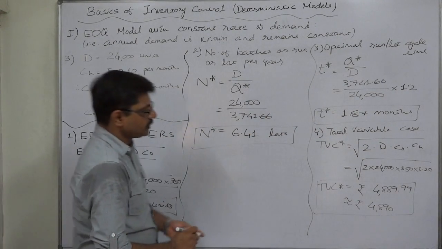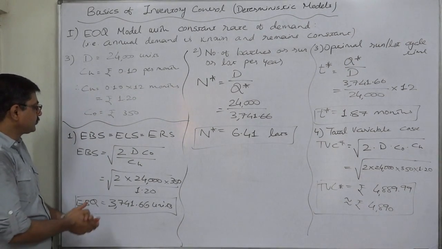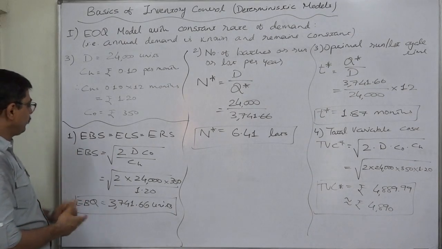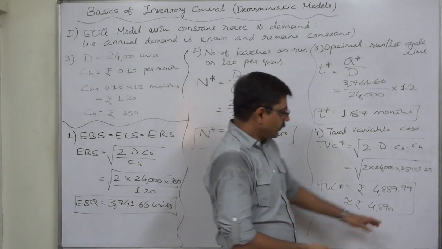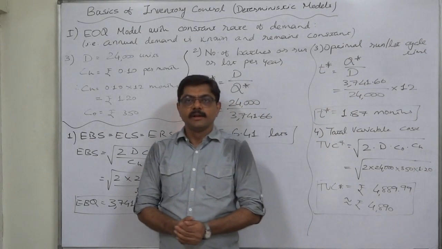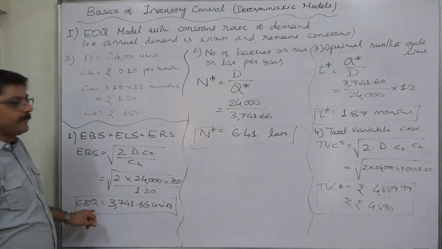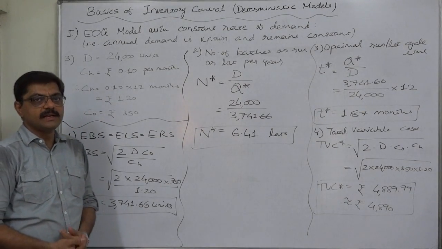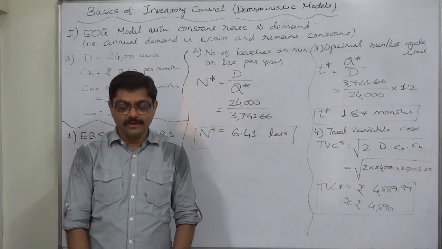Since we have no information about the cost, and in this kind of problems which require calculation of economic batch quantity or lot size or run size, we don't require to calculate the total inventory cost. So this was the case of calculation of economic batch quantity or economic lot size. More or less the calculations are similar. That's all. Thank you very much.